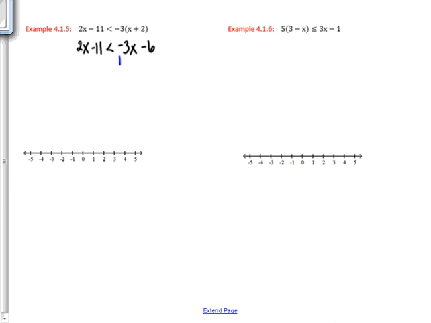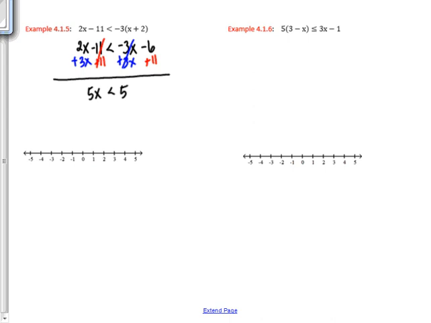Alright, let's get our x's on the left. So I'm going to add 3x. Because I'm going to run out of room, I'll go ahead and move that constant while I'm here. I'm going to add 11. Sorry, normally I do that in 2 steps, but I'm going to run out of room. So I get 5x is less than 5.